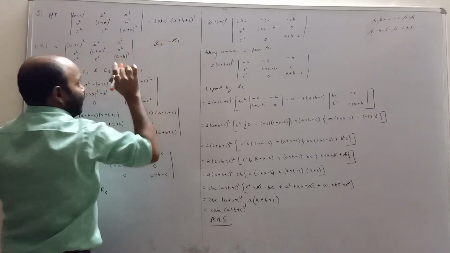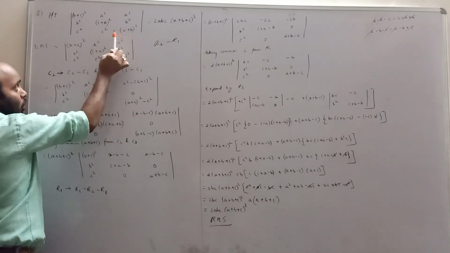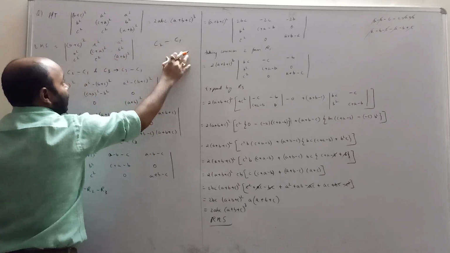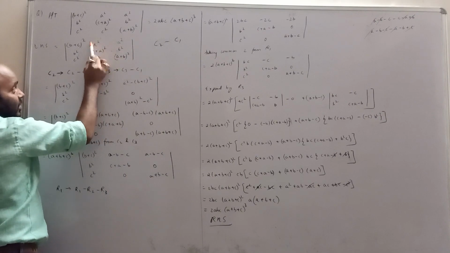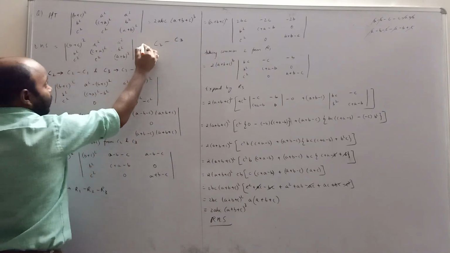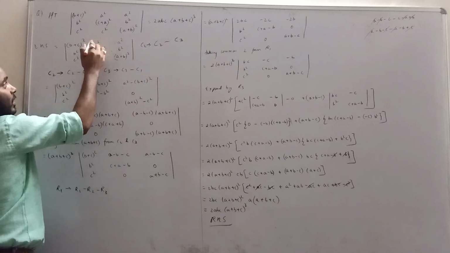Now see, here we make a mistake. I am subtracting this minus this. Are these rows or columns? They are columns. So it is C2 minus C3, not C1. Subtracting, C2 changes to C2 minus C3. So I am getting 0 here automatically.